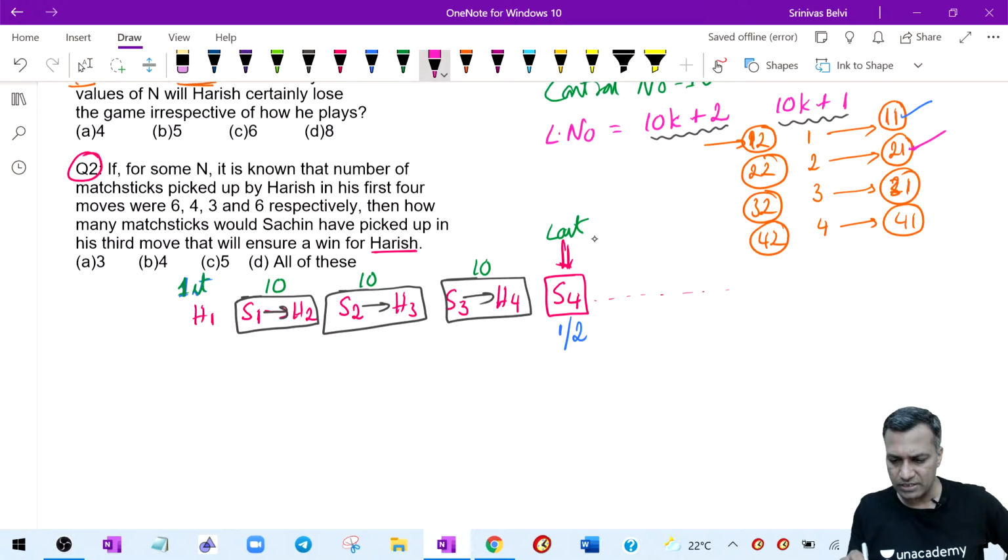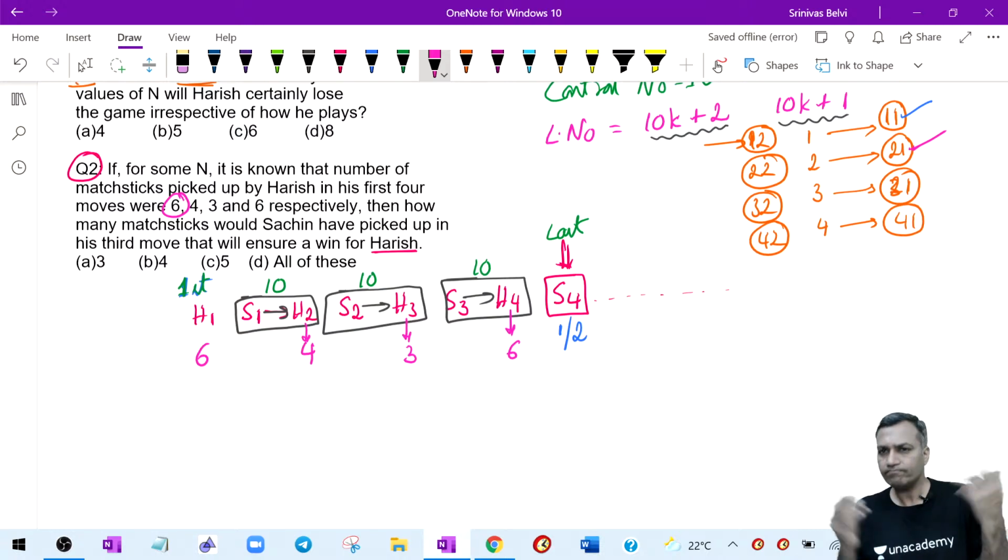Fair enough. What is the first number of Harish? 6. First number is 6. What is the second number of Harish? This is 4. I'm writing for Harish. Harish's number is 4. What is the third move of Harish? It is 3. What is the fourth move of Harish? It is 6.